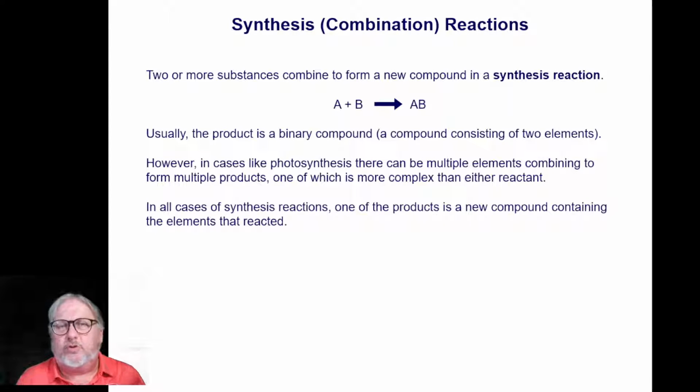So, when two or more substances combine to form a new compound, we call that a synthesis reaction. So, substance A and substance B come together and they form compound AB. All right. Now, usually the product is a binary compound, which is two elements. All right. Now, there's other cases like photosynthesis, you might remember from biology, where you've got multiple elements that combine and they'll form multiple products, one of which is more complex than either reactant.